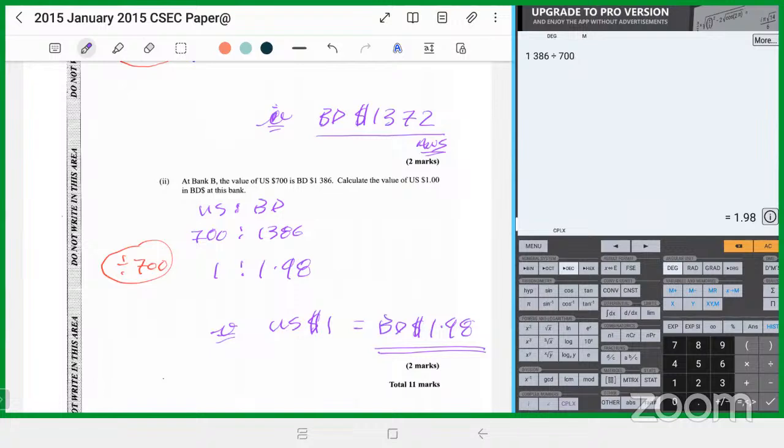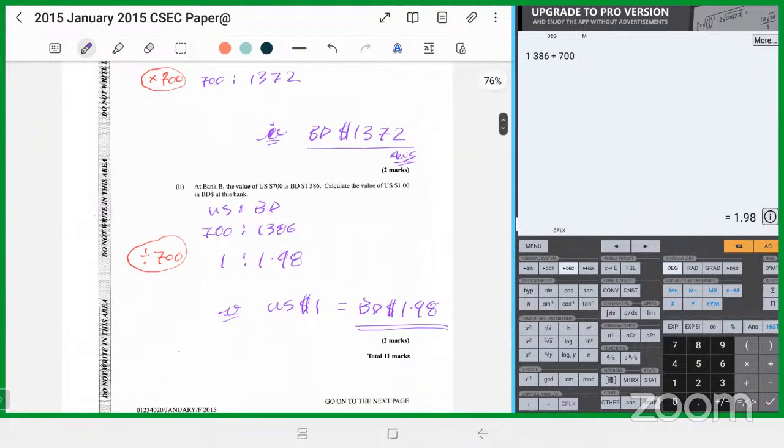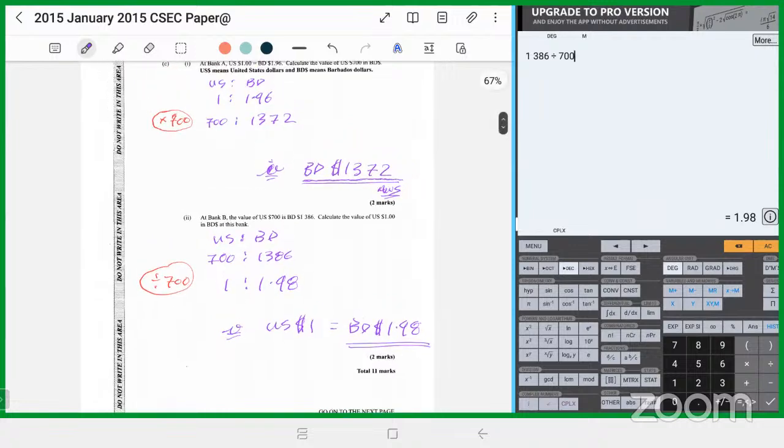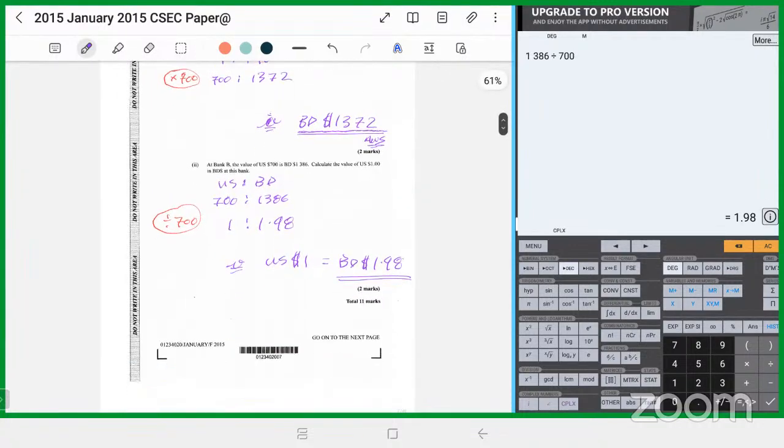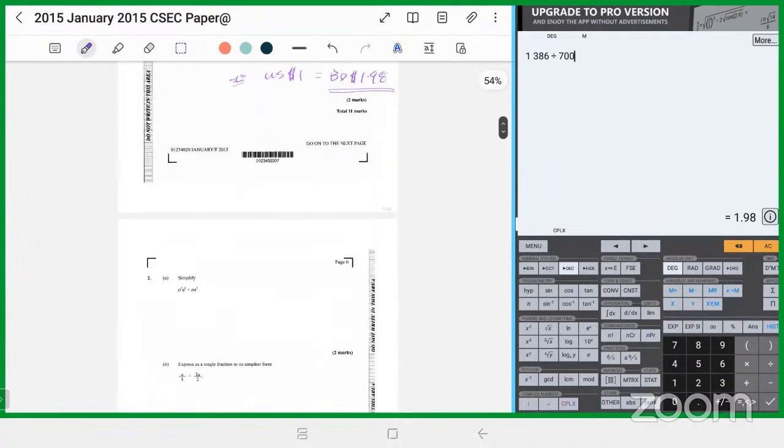That's it. There are other ratio questions that are a little bit more involved than these, but we'll do those questions as well, as ratio questions. All right, that ends question 1. It's pretty straightforward and easy.